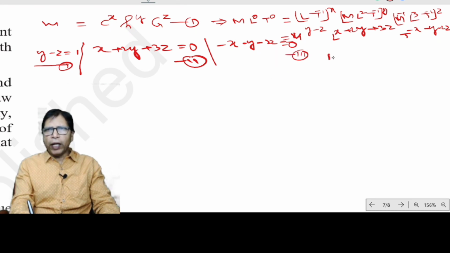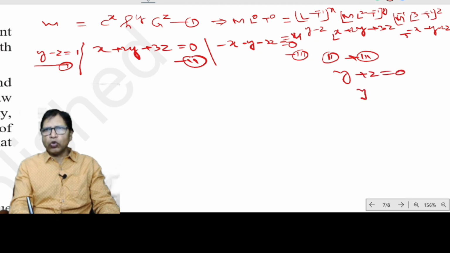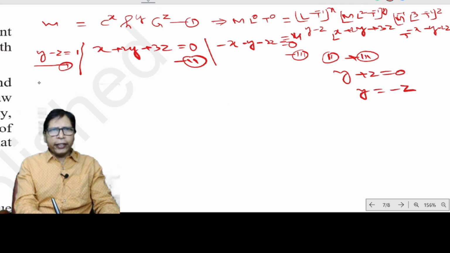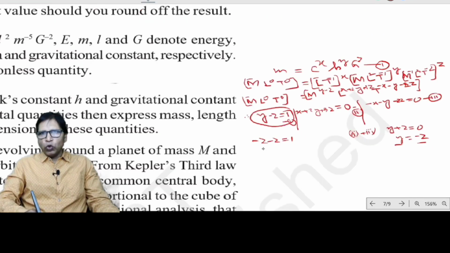Now add equation 2 plus equation 3. We get x and x cancel out, so y plus z equals 0. So y equals minus z. If y equals minus z, then minus z equals 1, so minus 2z equals 1. So z equals minus half. If z equals minus half, then y equals minus z, so y equals half.